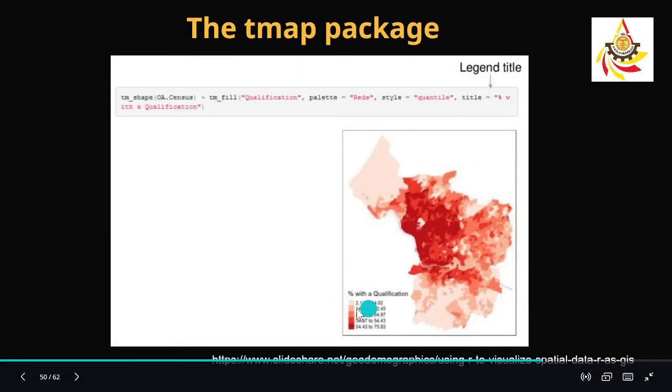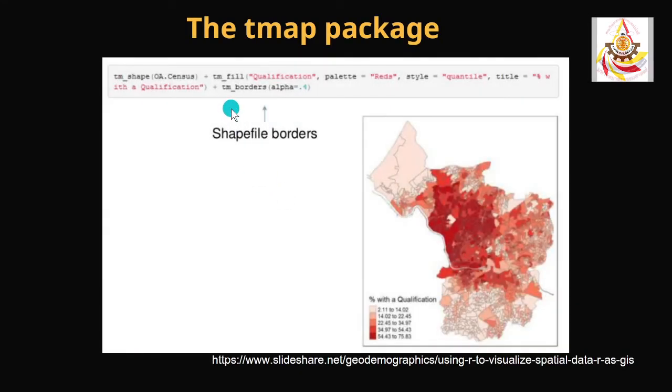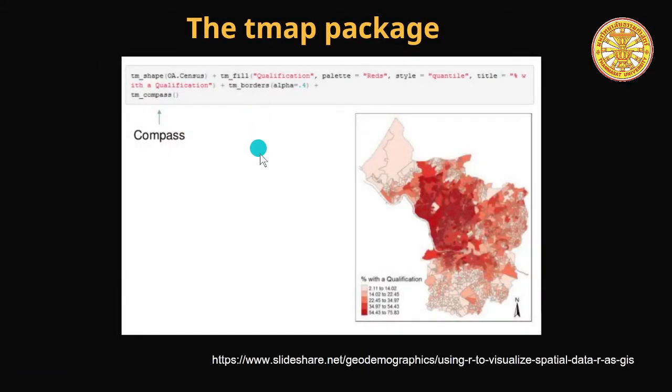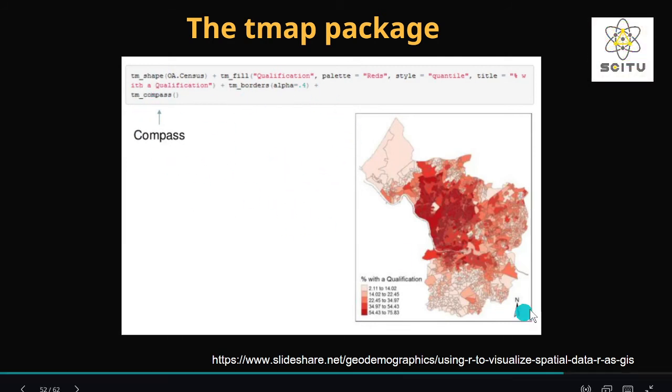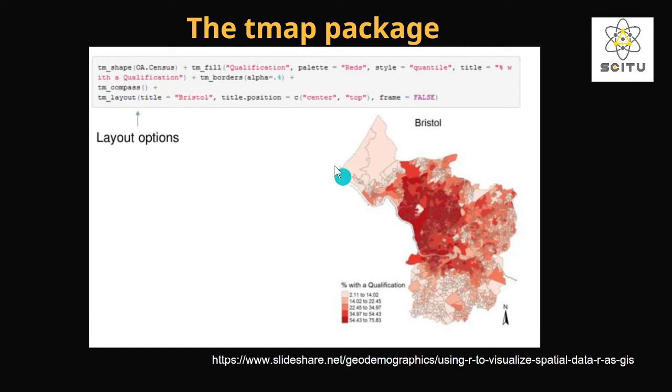Also, if you would like to change the title of the legend, use title. Input the border of your map: you can use tm_borders and set the transparency by alpha, and you can add a compass from here. And also, if you would like to add a title to the map, use tm_layout.